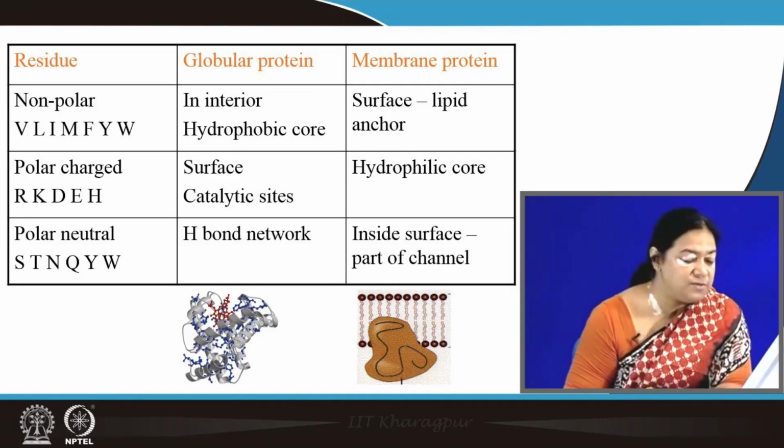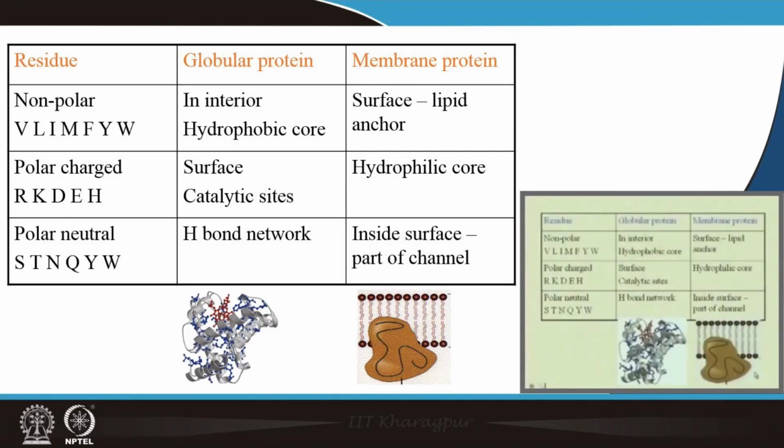Now, what do I mean by part of a channel? Suppose on the bottom we have the inside of the cell, and on the surface I have the outside of the cell. This is a cell membrane. So, if I have a protein that actually integrates through the membrane, which we will study later on, then what do I expect? I expect that the salts inside the cell or the salts from outside the cell, there has to be a channel that goes in and out.